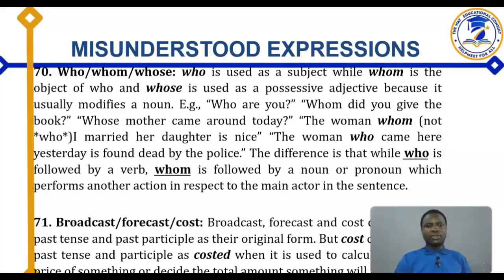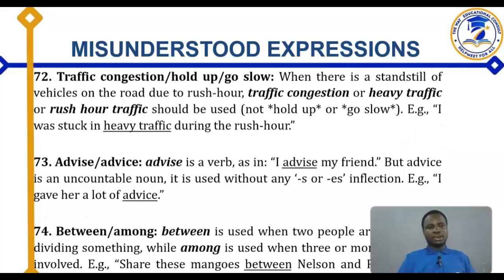However, cost could have its past and past participle as costed when it is used to calculate the total price of something, right? Or decide the total amount something will amount to. So when you are using cost to mean amount of money, when you want to get the total price of something, you can use cost, costed, costed. Are we together?